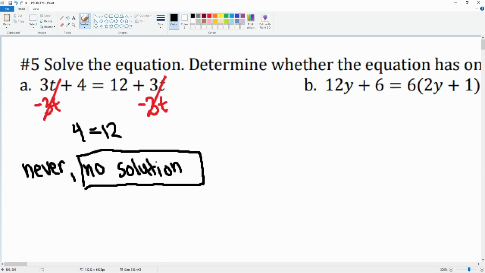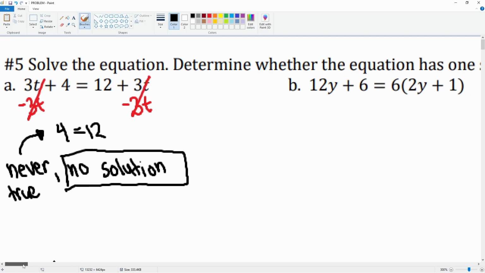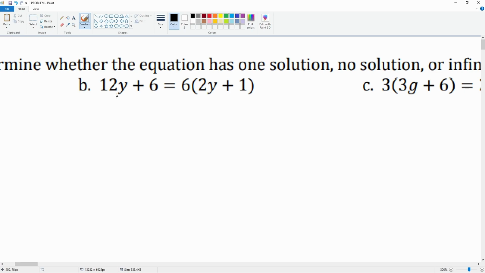This is never true. This statement is never true. That's why the answer is no solution. Okay, let's do the next one.